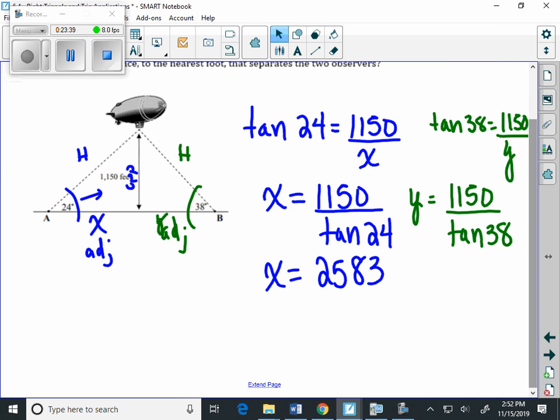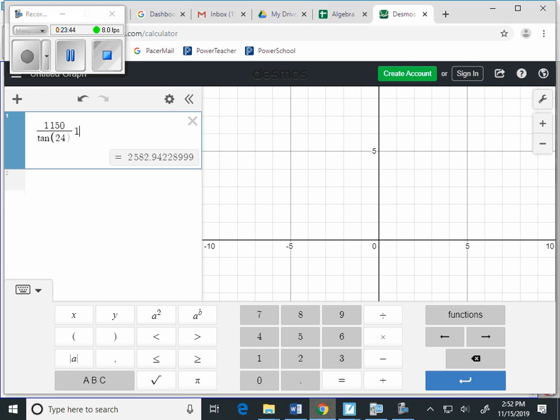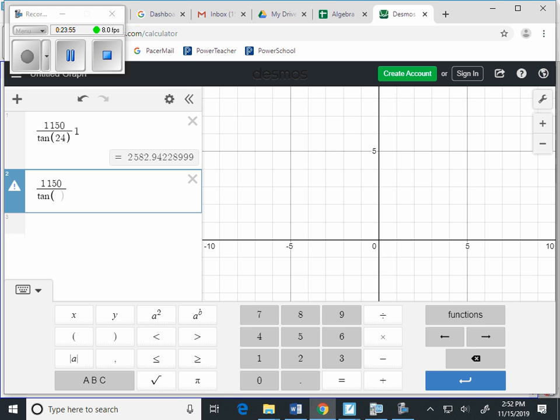And then we're going to go over to decimals. We're going to type that in. So 1150, oh, not there. 1150 divided by tangent of 38. And that gives us 1471.9, so I'm going to say 1472, because we have to round to the nearest foot.